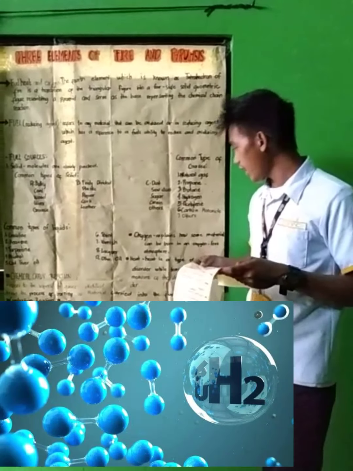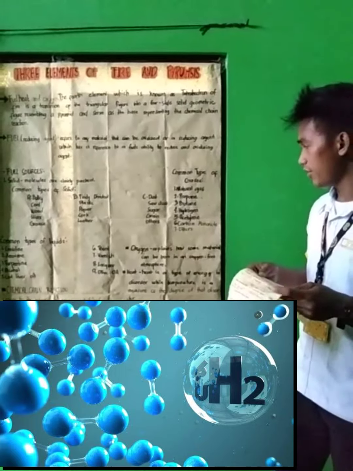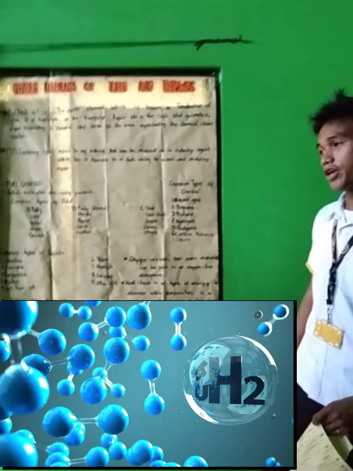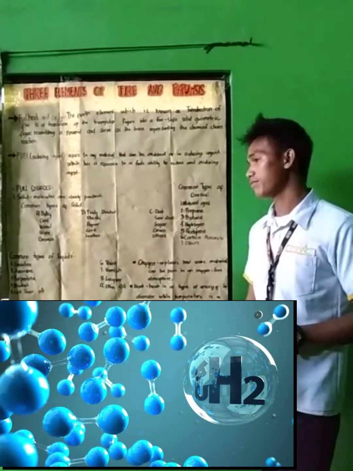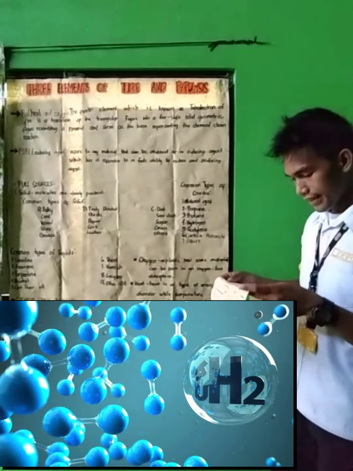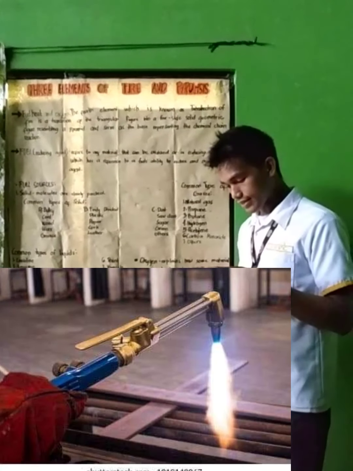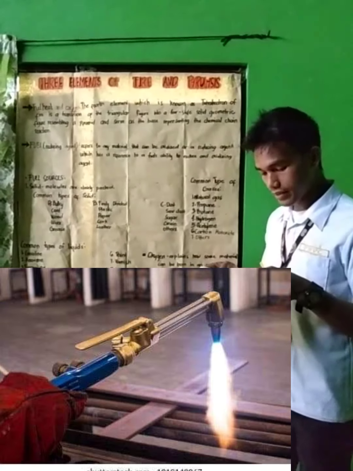Next, hydrogen. Hydrogen is the most abundant chemical substance in the universe. So, hydrogen is the most abundant element of the universe, which humankind uses, such as in water for drinking purposes.